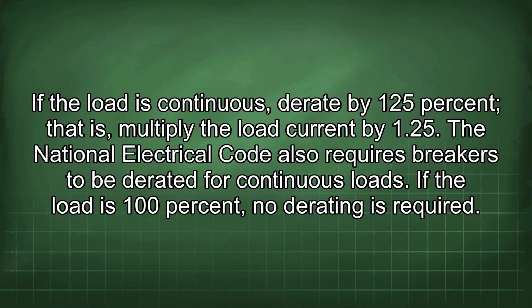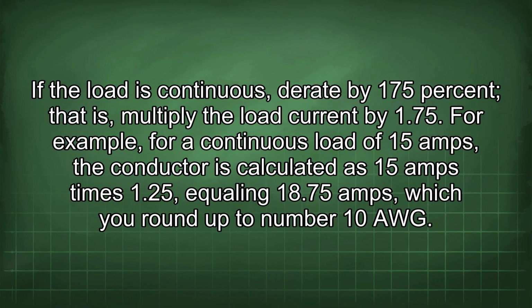The National Electrical Code also requires breakers to be derated for continuous loads. If the load is 100%, no derating is required. If the load is continuous, derate by 175%, that is, multiply the load current by 1.75.